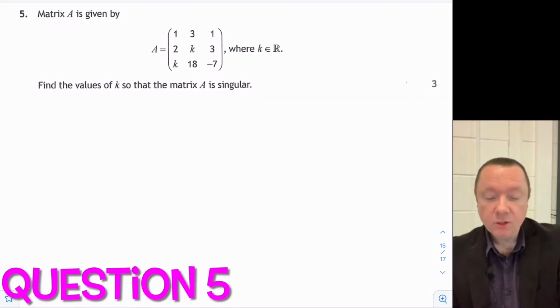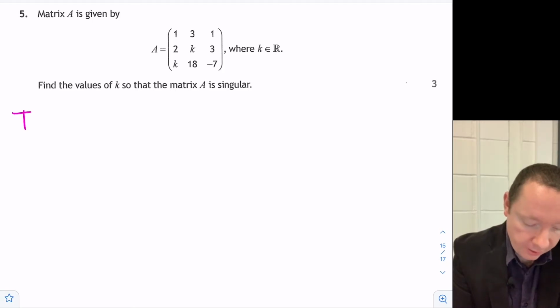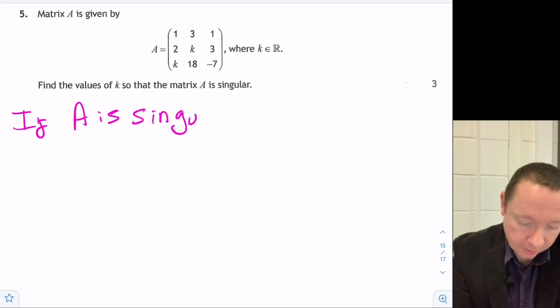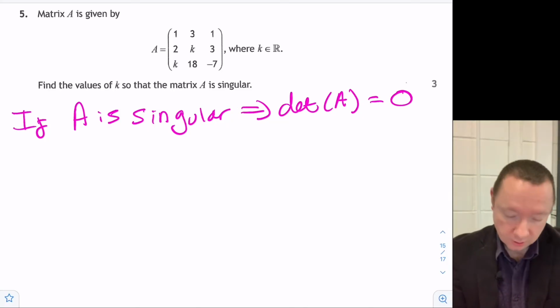Matrix A is given by this. Find the values of k so that the matrix is singular. So remember, if A is singular, then that implies that the determinant of A must equal 0. So we need to work out the determinant of A and then make it equal to 0.